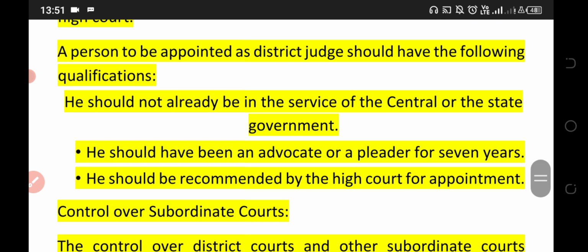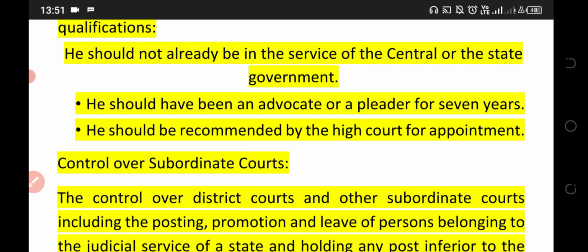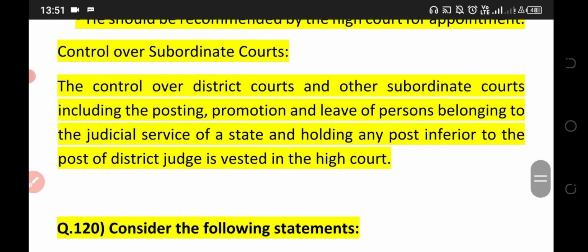A person to be appointed as a district judge should have the following qualifications. He should not already be in the service of the central or state government. He should have been an advocate or a pleader for 7 years. He should be recommended by the High Court for the appointment. Control over subordinate courts: the control over the district courts and other subordinate courts, including the posting, promotion, leave of persons belonging to the judicial service of the state and holding any post inferior to the post of district judge, is vested in the High Court.